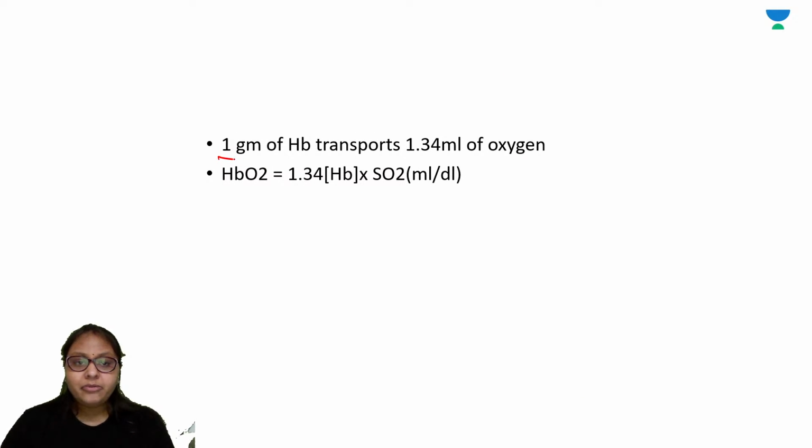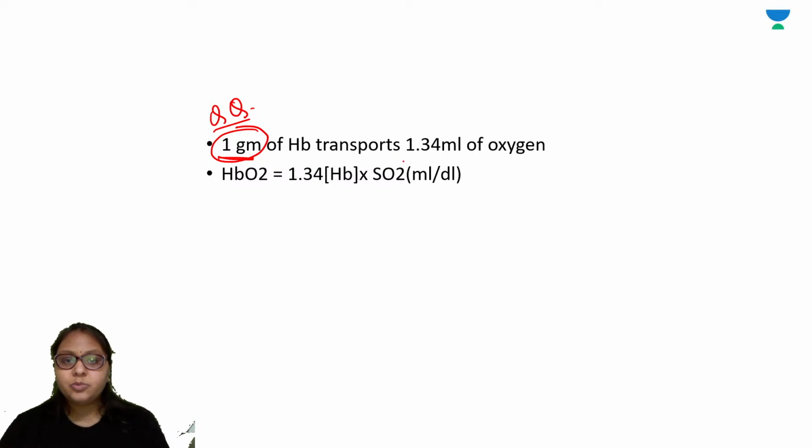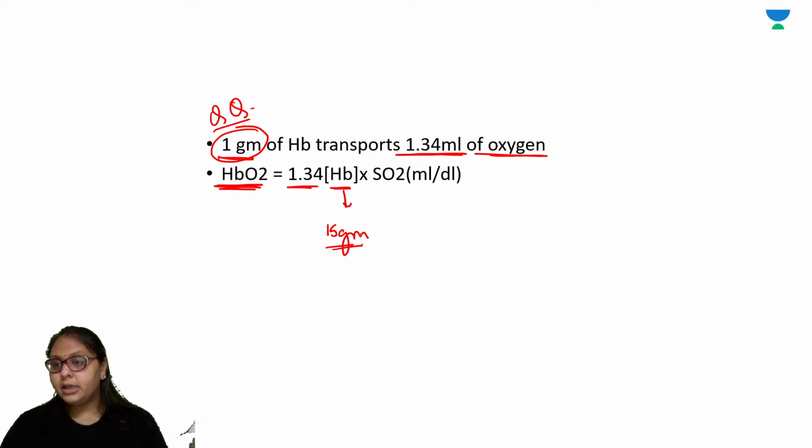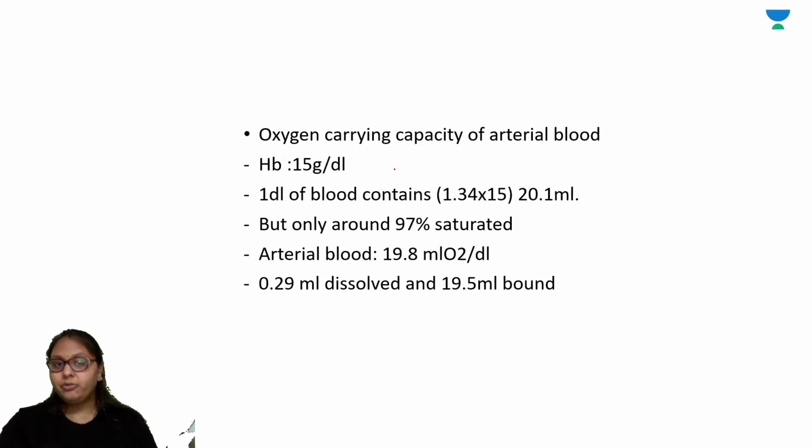So 1 gram of hemoglobin, remember this is also a question. 1 gram of hemoglobin transports 1.34 ml of oxygen. So how much is bound to hemoglobin? That is 1.34 into how much is the hemoglobin. For example, if there is 15 grams of hemoglobin, then 1.34 into 15 into the saturation of oxygen. Is it clear?